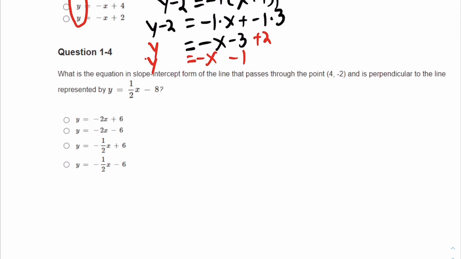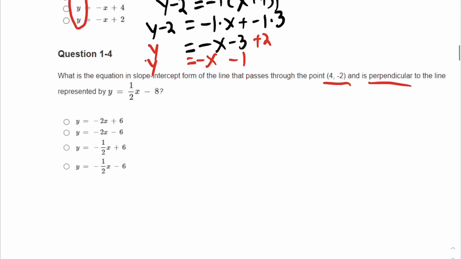This one wants slope-intercept form. They want to use this point, and they want it perpendicular. If we're going to be perpendicular, then we're going to have to do the -1 over the slope, which means we're going to flip the slope and change the sign of it. So if this slope was 1/2, then it's going to become -2 over 1, which reduces to -2.